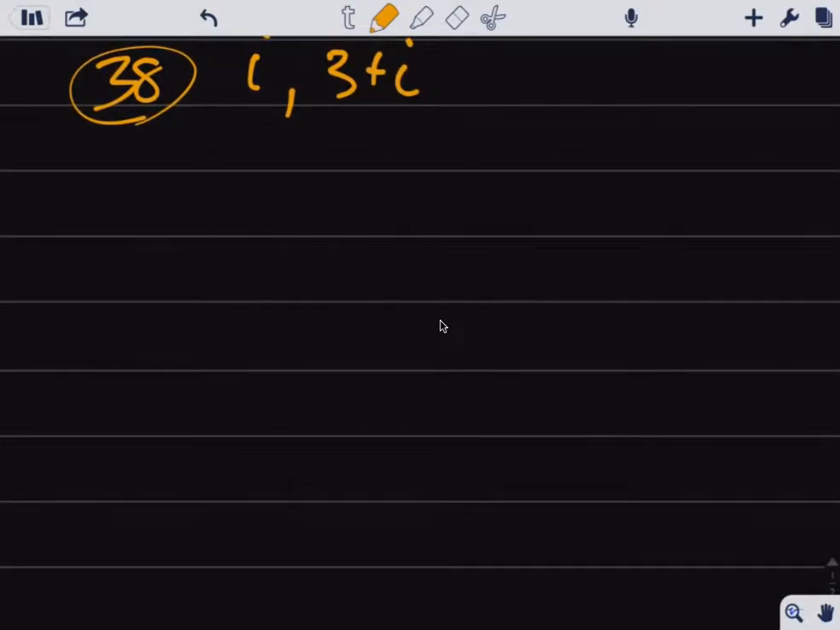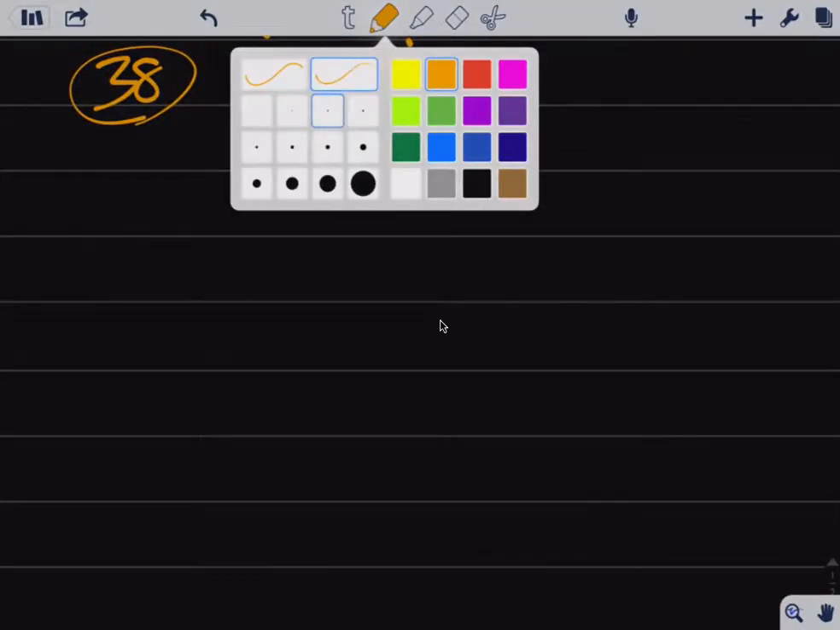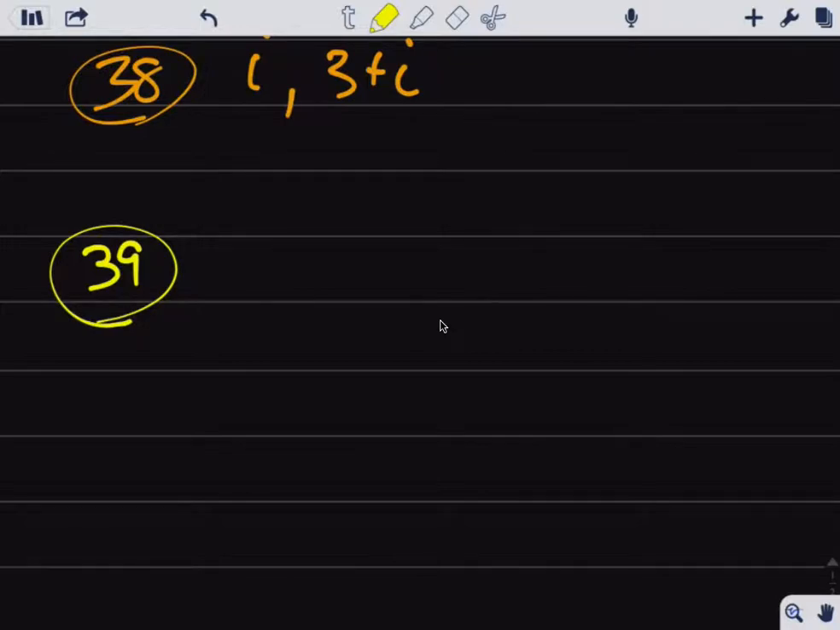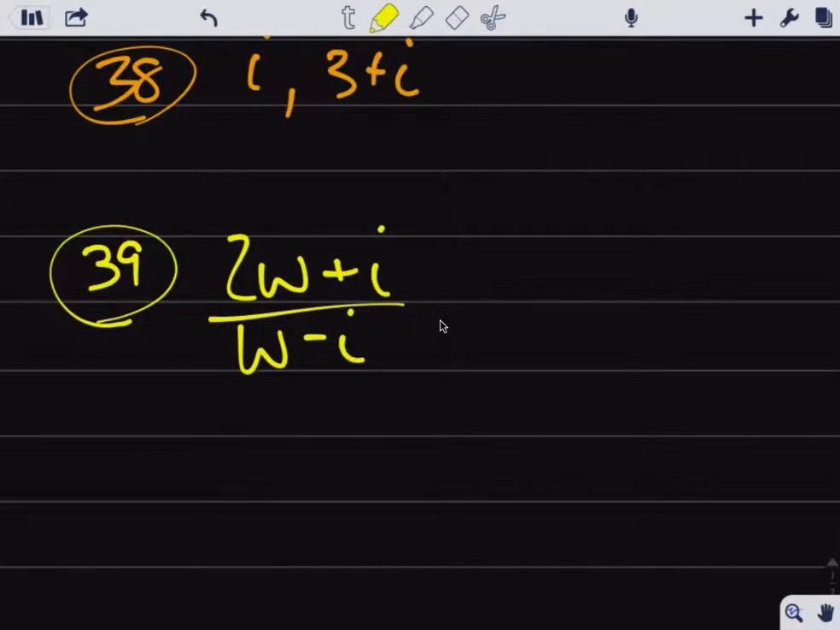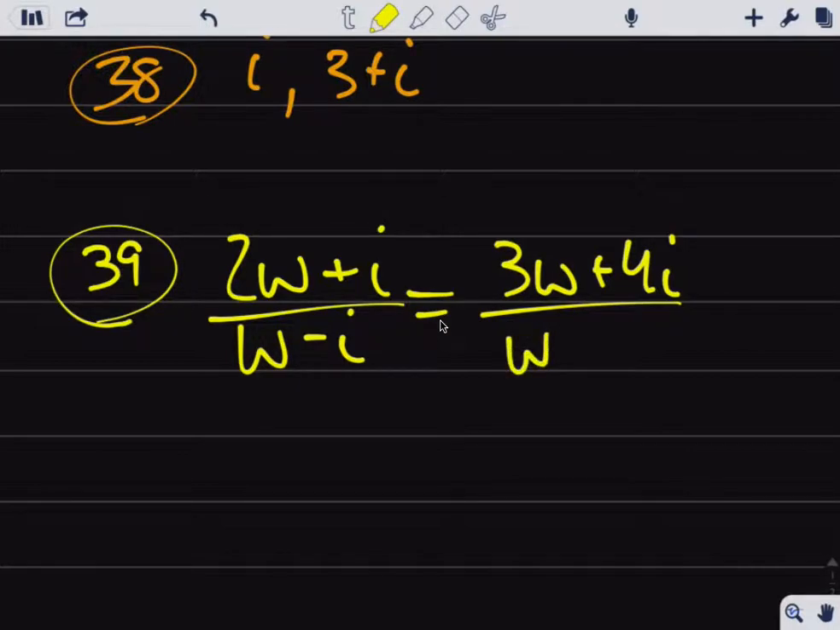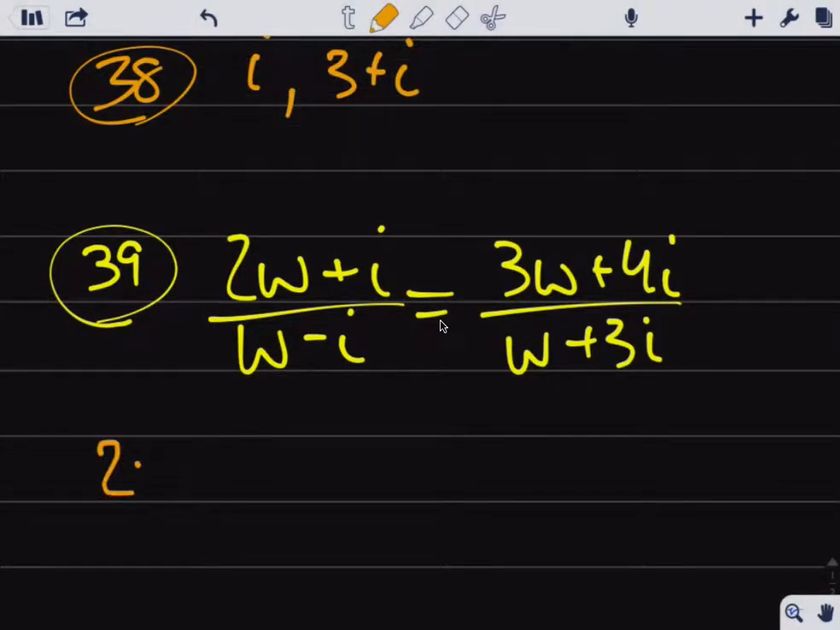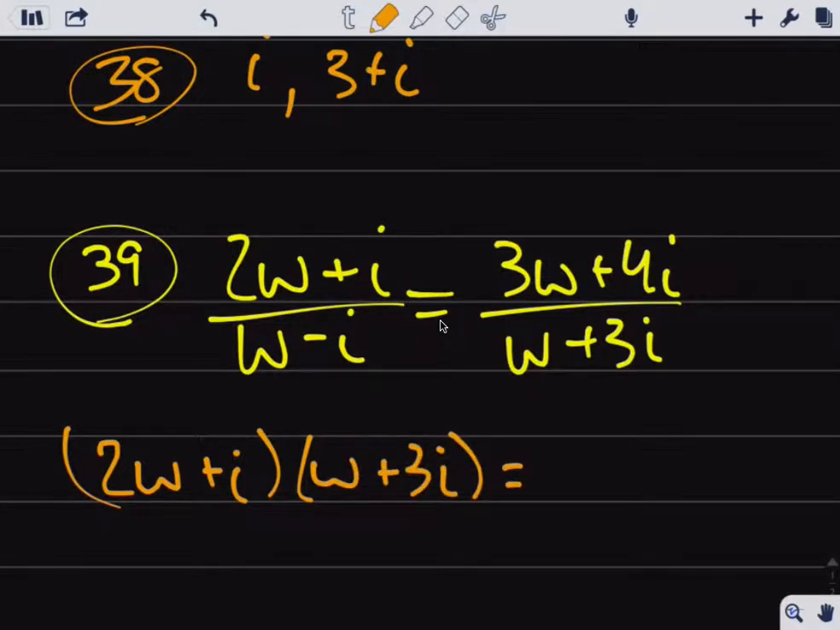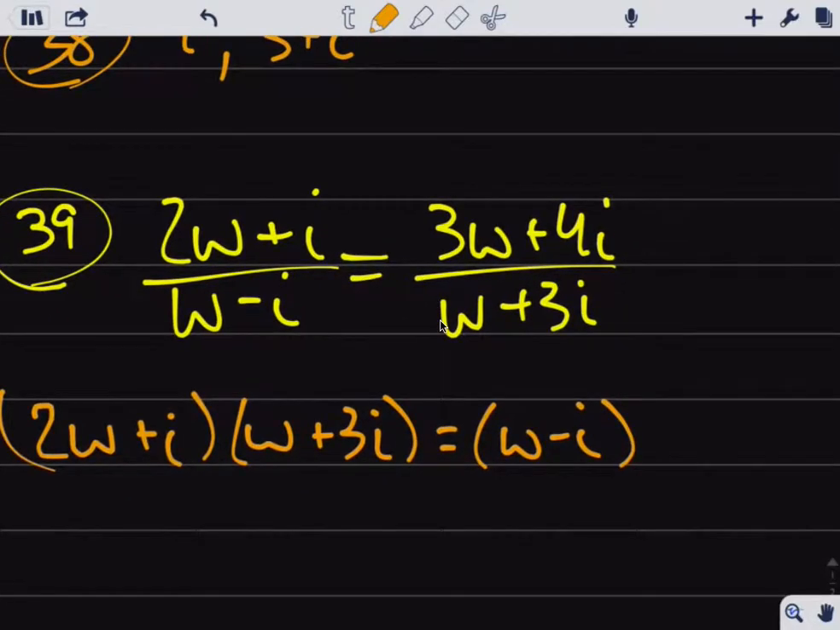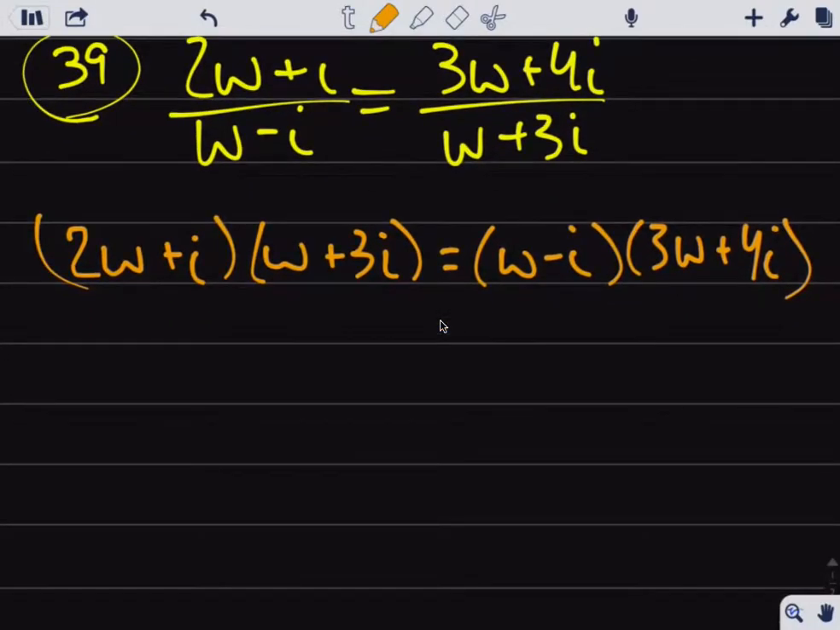So try that out. Okay, and then 39 and 40, actually, you can use the quadratic formula. You don't have to use the quadratic formula. Let's look at 39 and go from there. 39, you have 2w plus i over w minus i equals 3w plus 4i over w plus 3i. So first things first, we've got to get rid of the fractions, so we can just cross multiply here. 2w plus i times w plus 3i equals w minus i times 3w plus 4i.